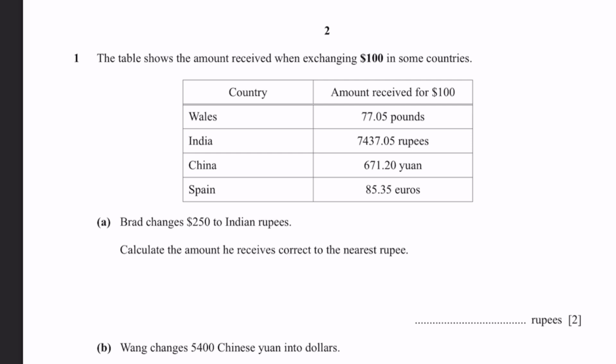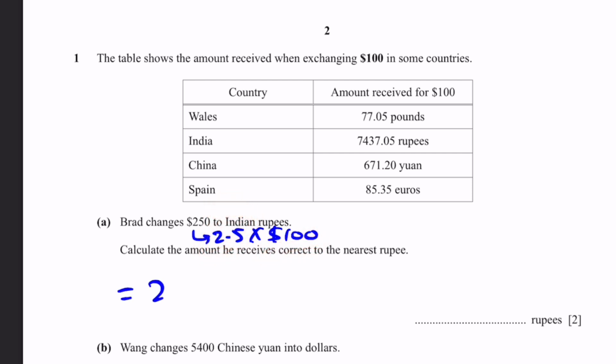A. Brad changes $250 to Indian rupees. Calculate the amount that he receives correct to the nearest rupee. So $100 becomes 7437.05 rupees. So $250, this is 2.5 times 100. And why do we do 2.5 times 100? We know how much is $100 in rupees. So to find 250, we just do 2.5 times the value for $100.